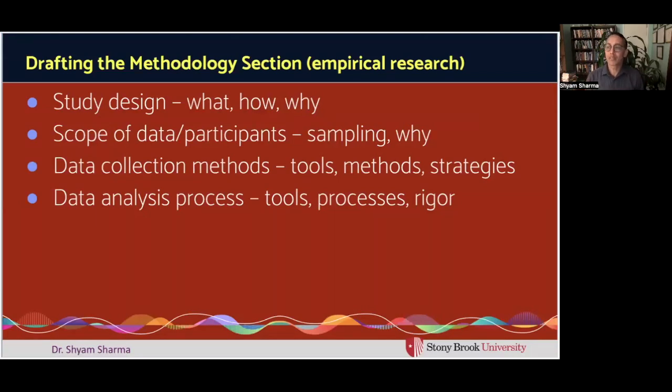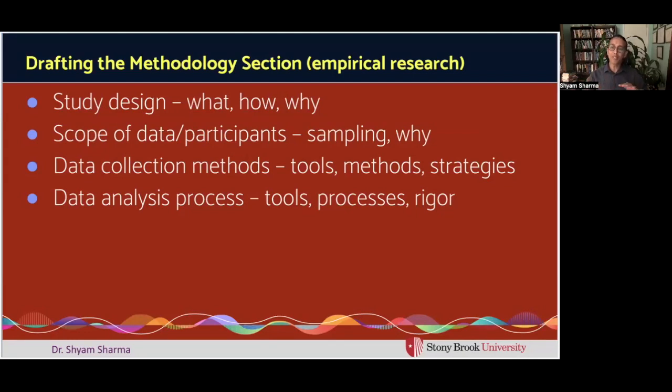In empirical kinds of research and articles, the methodology section will have the design of the study. What did you study? How did you study? And why did you study in that method? Why did you use those tools and techniques? You may have used interviews, surveys, measurements and assessment, observation and analysis methods, whatnot. So you need to justify the what, why, and how.